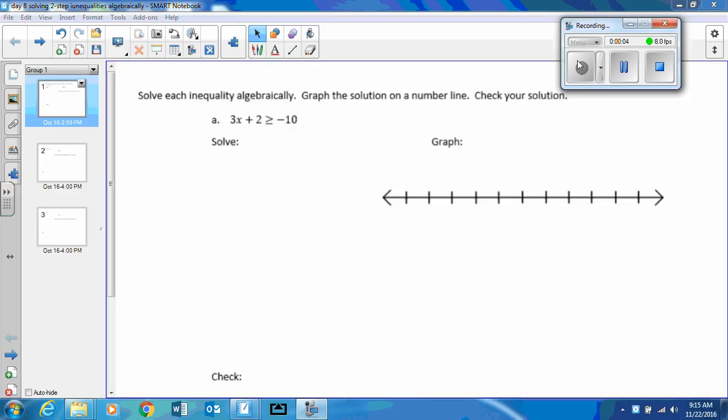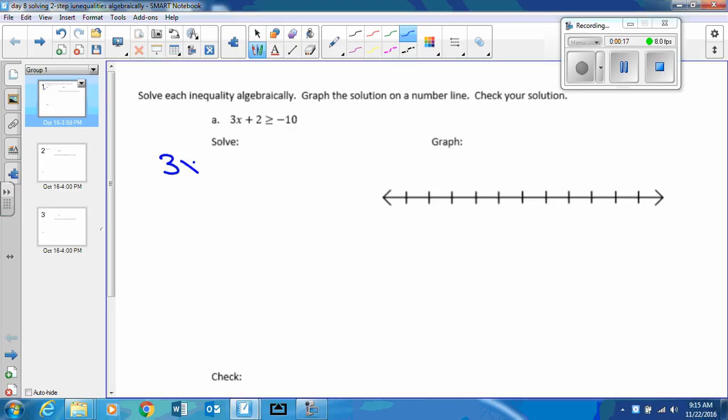This video will help you solve two-step inequalities algebraically. Solve each inequality algebraically, graph the solution on a number line, and check your solution. So our first example, 3x plus 2 is greater than or equal to negative 10.